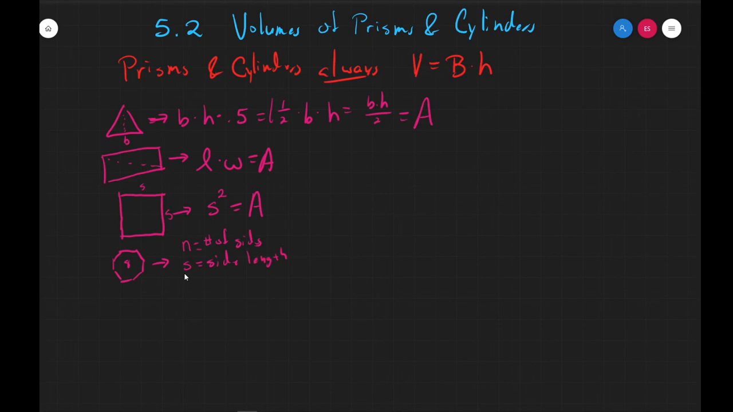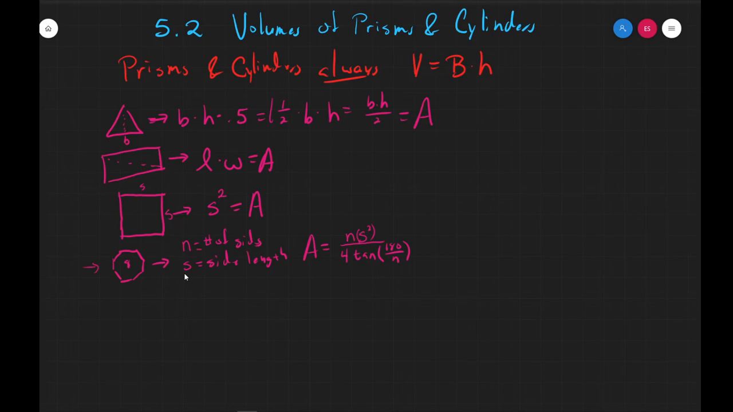So if we have a weird shape, something that has more than 4 sides, the area of that figure is going to be equal to the number of sides times the side length squared. So you're going to square this side length first, divided by 4 times tangent of 180 degrees divided by the number of sides. Okay? So let's do a quick example of how to use this.